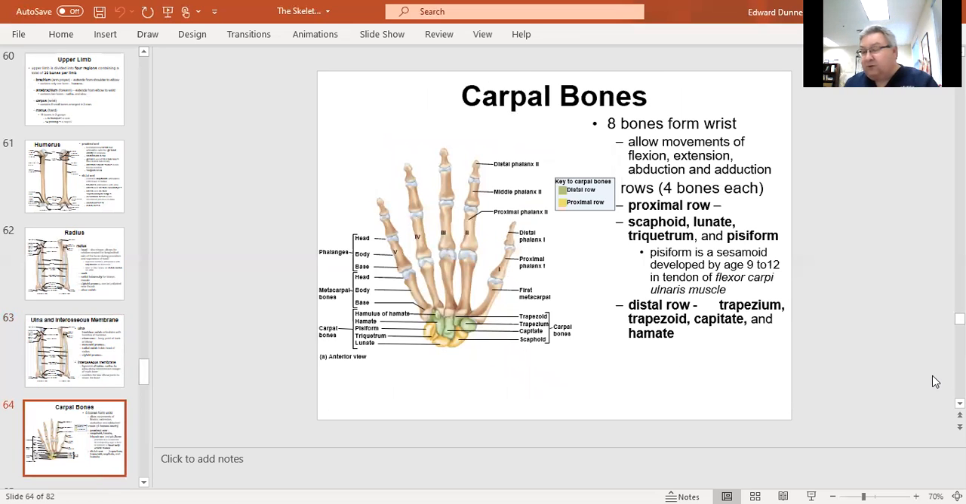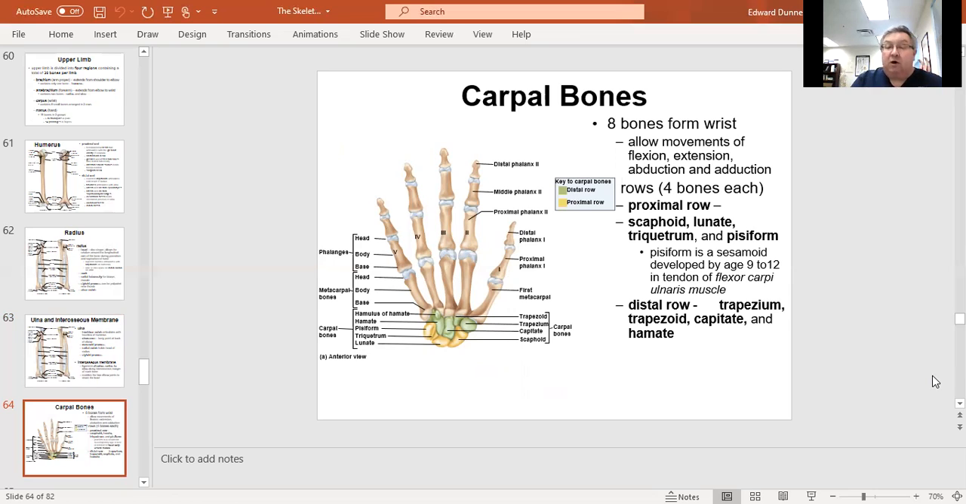The carpal bones, you need to know the carpal bones in their correct rows. So the proximal row, the row closest to the radius and the ulna. From the thumb side, we have scaphoid, lunate, triquetrum, and pisiform. Remember, pisiform is that special bone known as a sesamoid bone. It is within the flexor carpi ulnaris muscle.